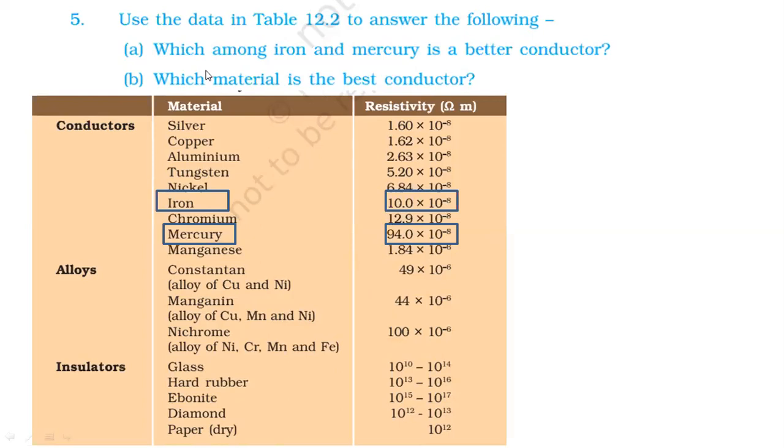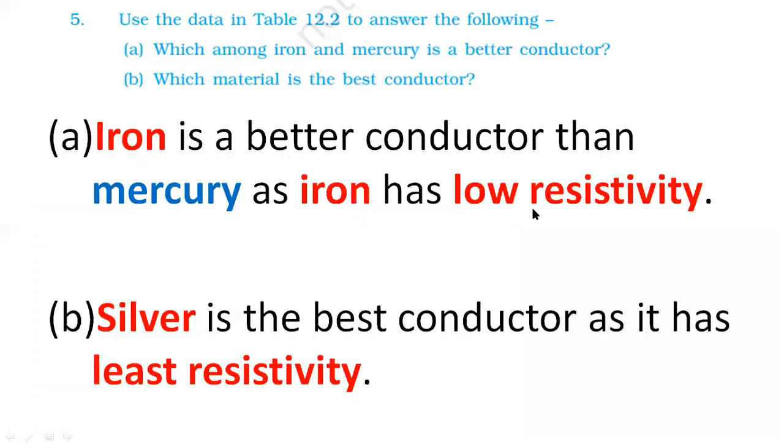What about the second question? Which material is the best conductor from all this table? Obviously, whichever is at the top, whichever has the least resistivity is our best conductor. So the answer would be silver. Okay? Answer for this is silver. So for the first question, among iron and mercury, iron is the better conductor. And the best conductor is silver, according to the table. Okay, so just write down this answer in your notebook and we'll proceed. Iron is the better conductor and silver is the best conductor.